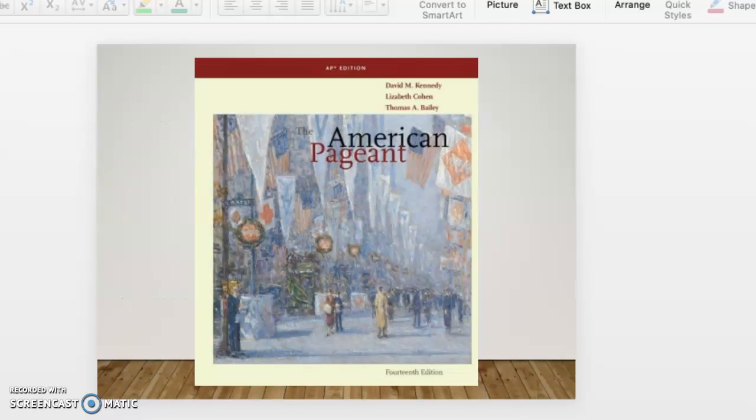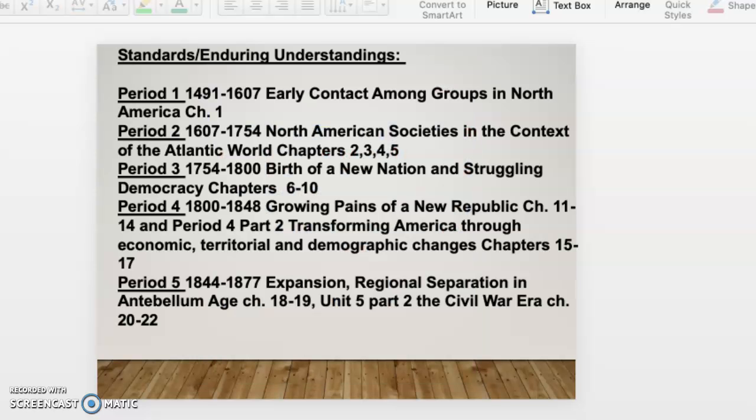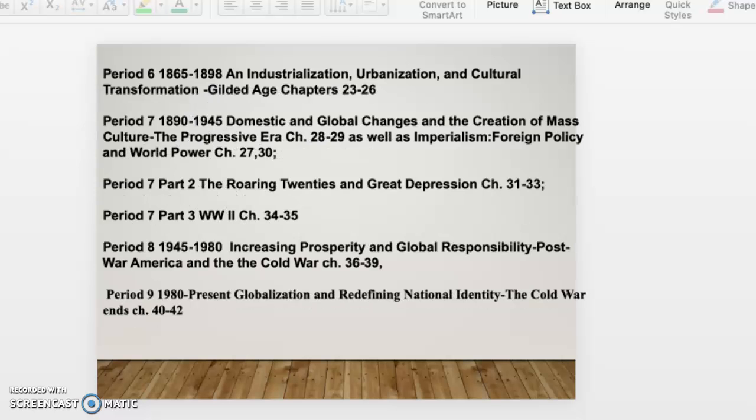This is the textbook that we use in class. These are the enduring understandings. Basically, we have 9 historical periods that we teach about for AP US history. The first 5 are there, and then up to period 9 as well. We cover these in the time period before the AP exam, and then we have a little time for review.